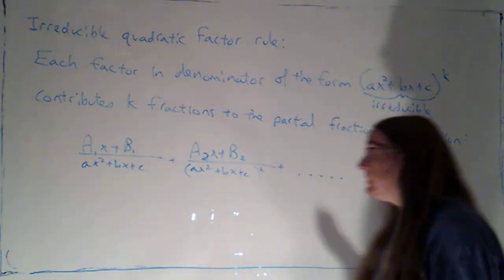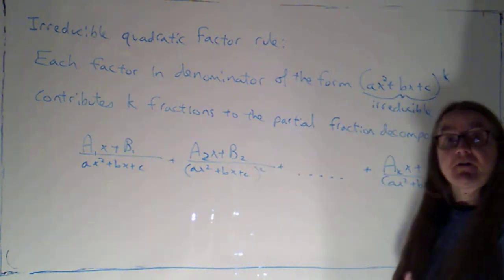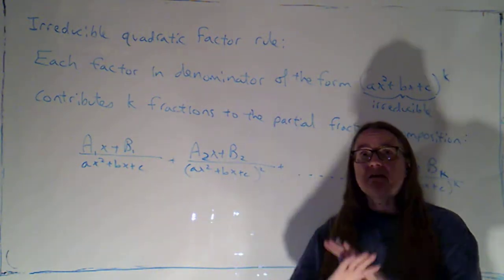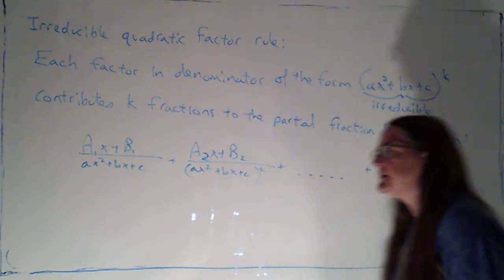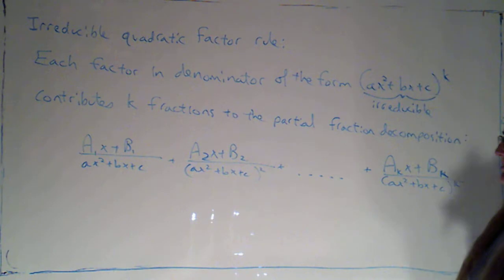Now, it's possible that when we solve for the coefficients on top, we will get zeros, and so some of the fractions will disappear. But in the general form, before I solve for those constants, k factors, k fractions.